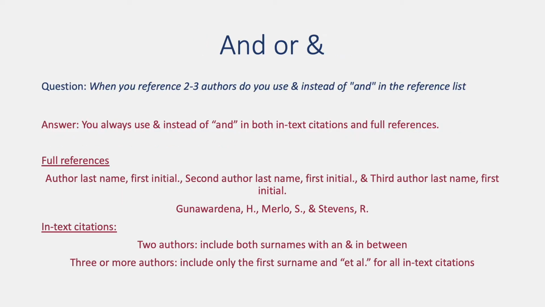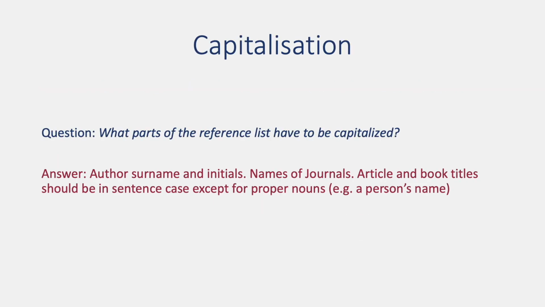Sometimes it's not clear whether to use the word and or an ampersand symbol in your reference list or in your in-text citations. For your full references and your in-text citations, you would always use an ampersand. This is true for references with 2 authors or more than 2. For in-text citations with 3 or more authors, include only the first surname and et al. for all in-text citations.